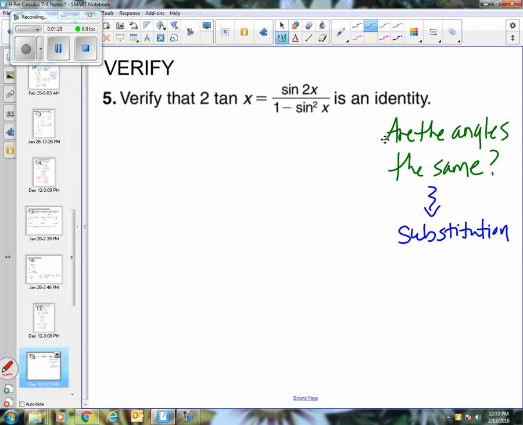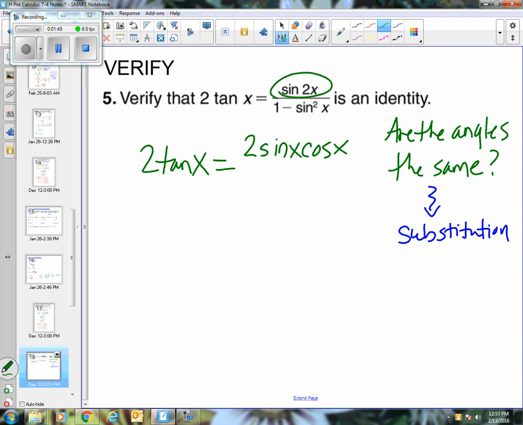So when we look at this expression, I see an angle x, and okay, look at this one, it's a 2x. So right away, to me, that's a signal that I'm going to have to do some substitution. So let's see what we can do with that. So we have 2 times tangent of x over here. This expression I'm going to substitute using your formula sheet. That's a double angle formula. That's 2 sine of x times cosine of x. So notice now everything has the angle x, and that's what we're trying to do.